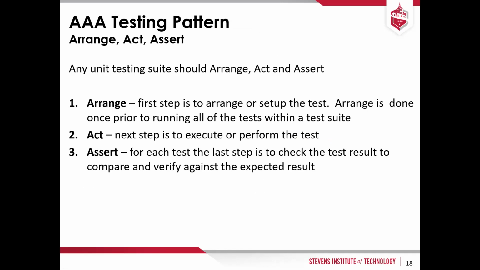For doing that, we follow the rule of AAA: arrange, act, and assert. Arrange is the first step, where we arrange or set up the test. We know what the unit test is, what the scenario is, and what we want to test. Act is the next step, when we execute to perform the test. We start writing that. And assert is the last step, when we check that the test we have written is passing and is working perfectly well.